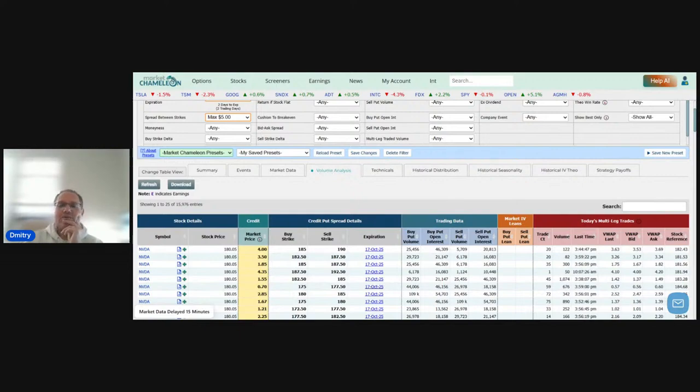When we're on this tab, we repeat which spread we're looking at, and here is the volume for each leg. For the trading data, the buy put volume in NVIDIA here is 25,456. So when we're looking at the 185 October 17th put, the volume is 25,000. On the sell side, the sell strike is 190 October 17th. The volume is 5,709. And we also list the open interest.